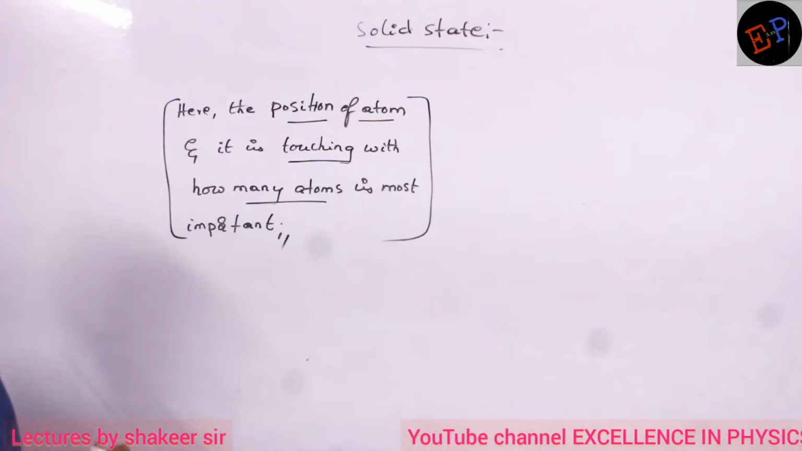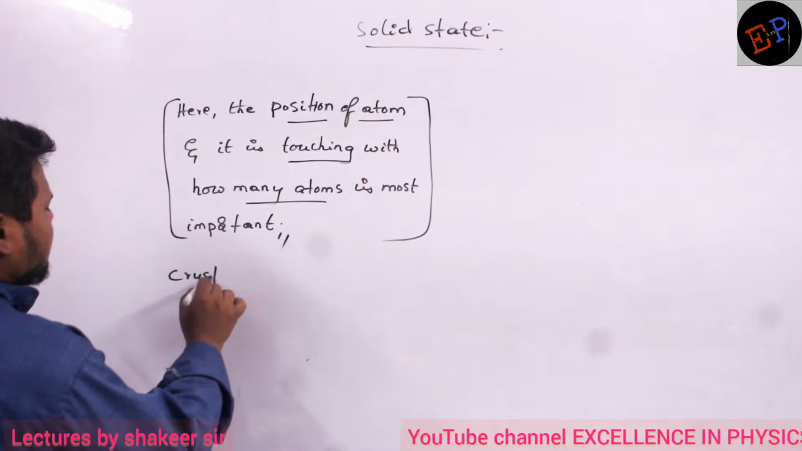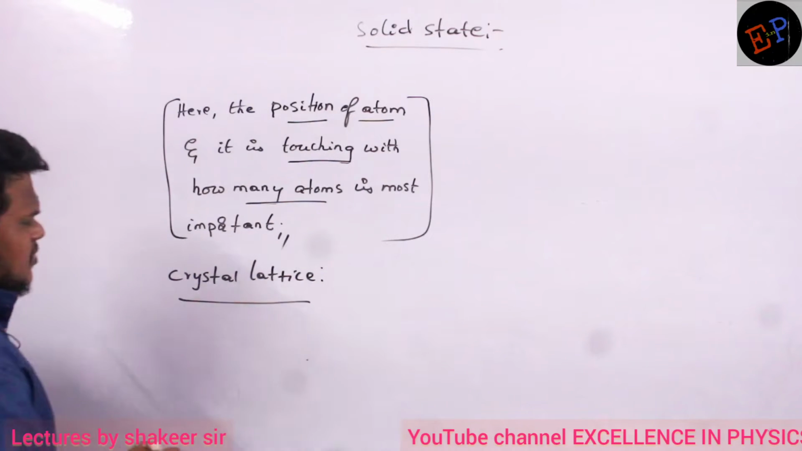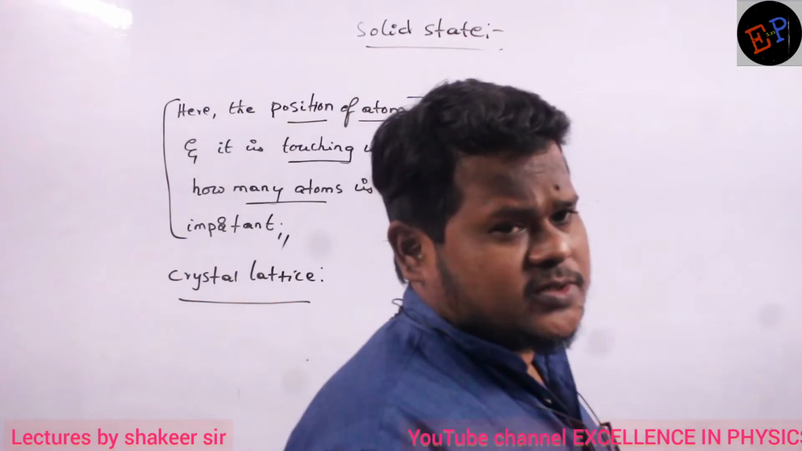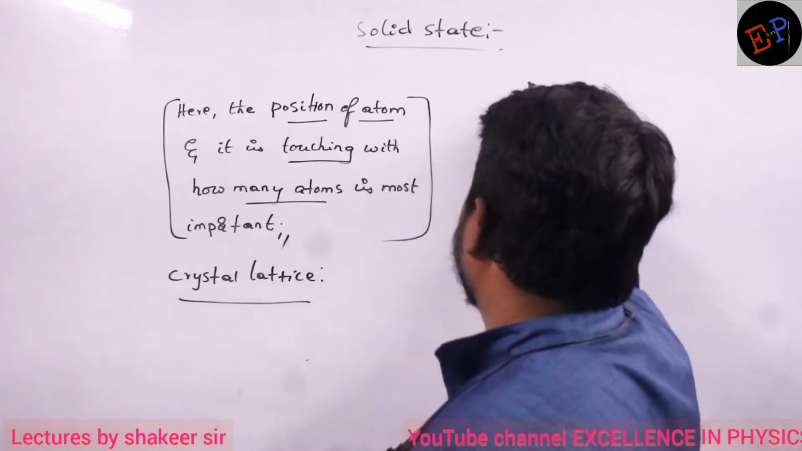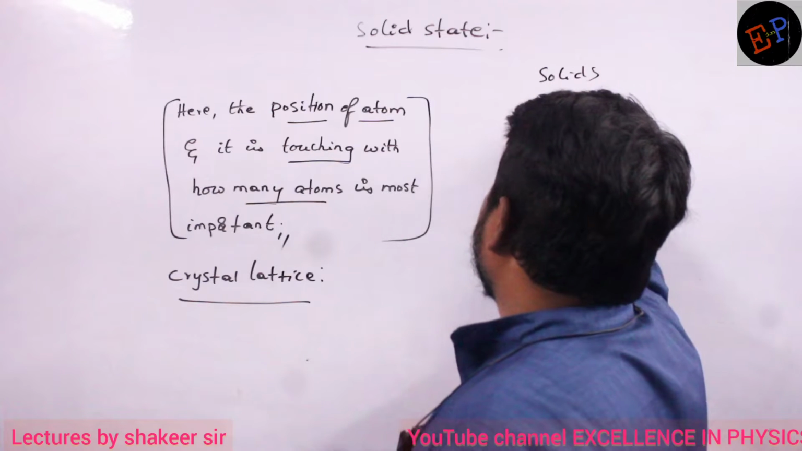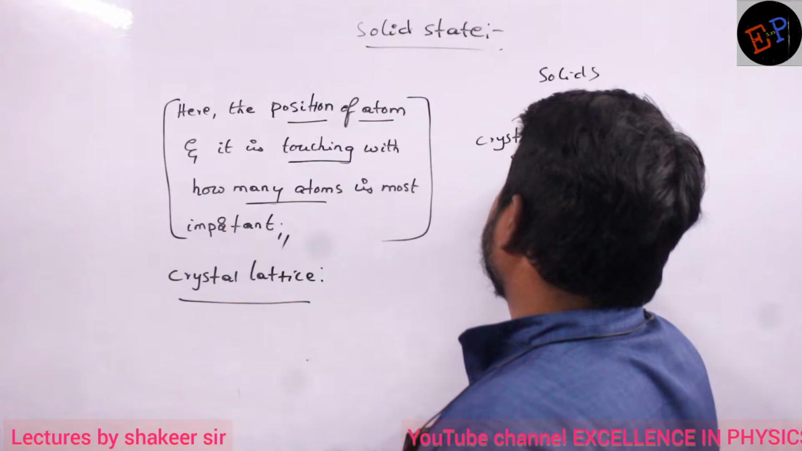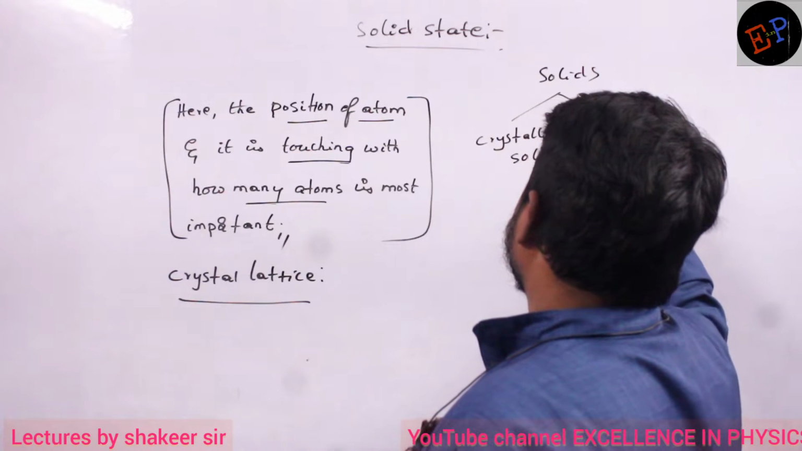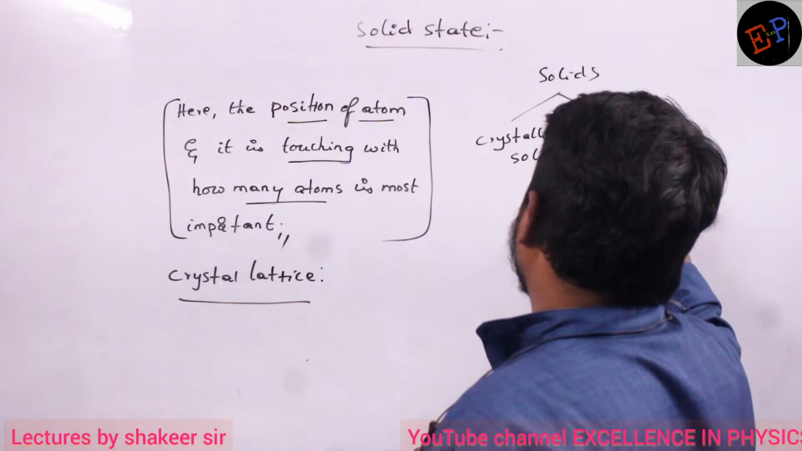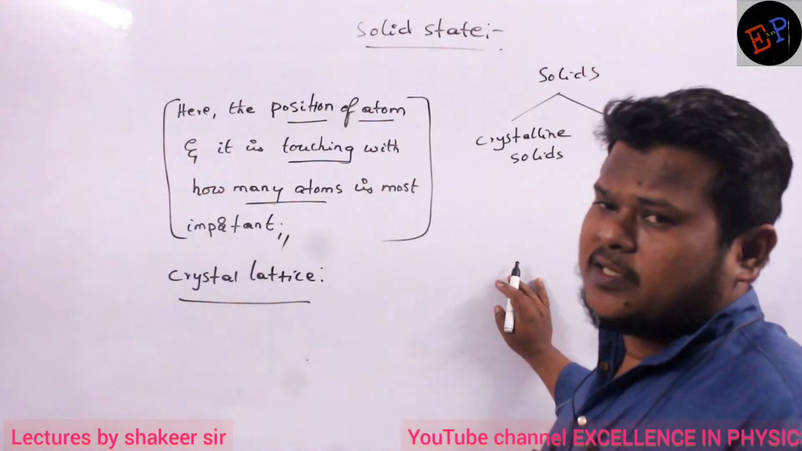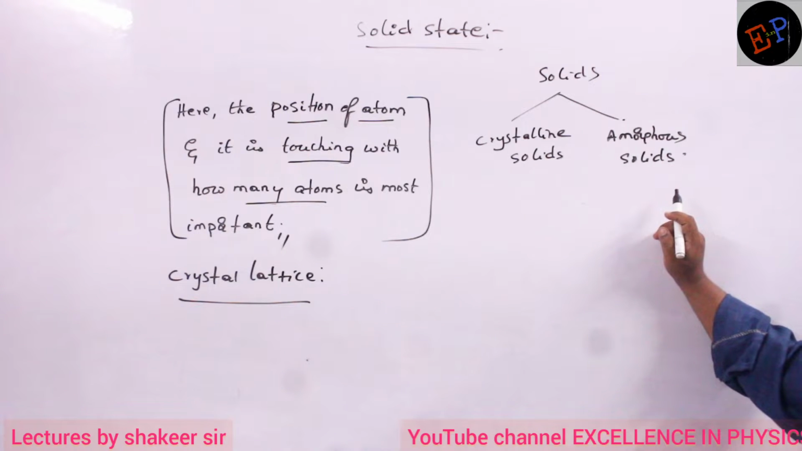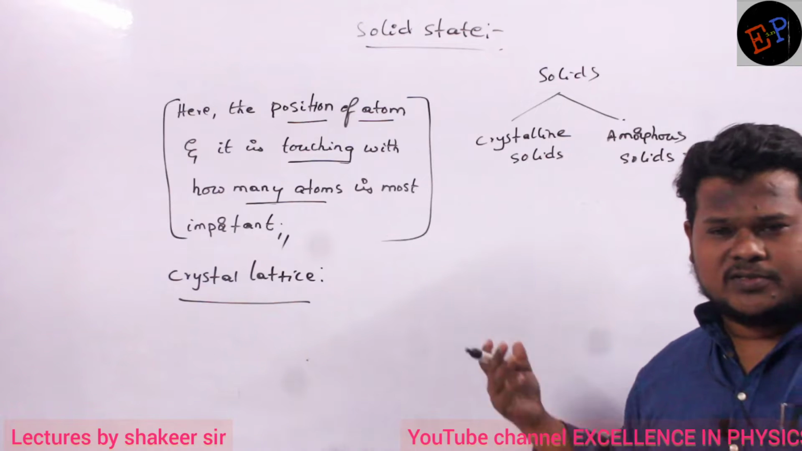So first of all, we will study about crystal lattice. Solids you can divide into two types. One is crystalline solids. Second one is amorphous solids. Are you able to understand? So what is meant by crystalline solid and what is the difference between crystalline solids and amorphous solids? For 12th class students, you can say this.